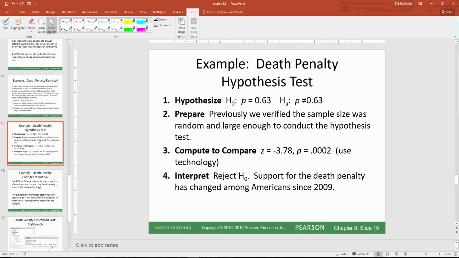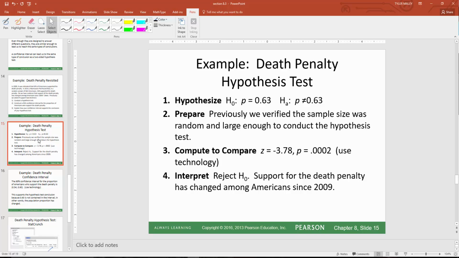So step one, we hypothesize. Our null hypothesis, remember, is always P equals, so P equals 0.63. My alternate hypothesis, what we want to test, is if P is different than 0.63, or in other words, P is not equal to 0.63.